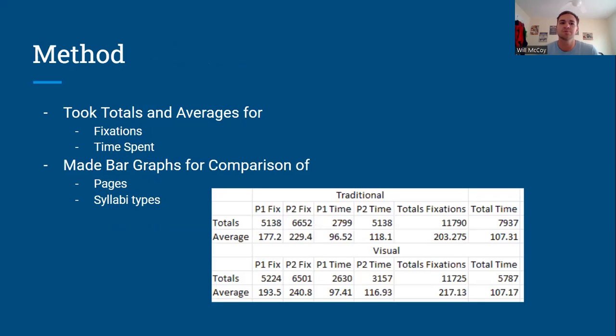The method that I chose was to take the totals and the averages for both the fixations and the time spent. And then I made bar graphs for comparison by the pages and also by the syllabus type. We will look more at the graphs later for the evidence portion of the analysis. The table down there is how I relayed the data. It shows both page 1 and page 2 time spent and fixations, as well as the totals and averages for each as well.